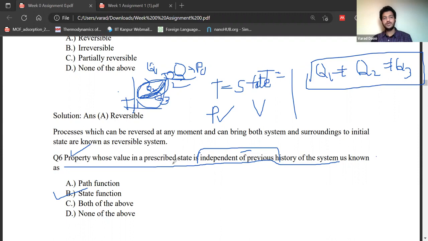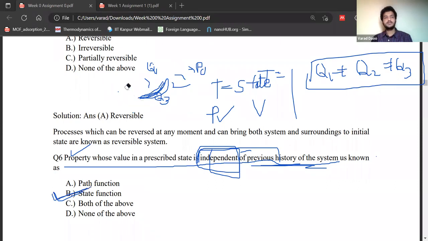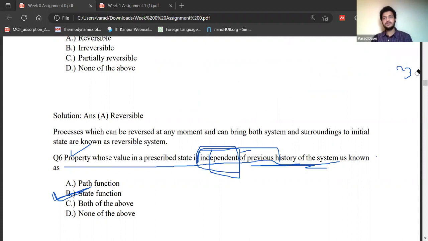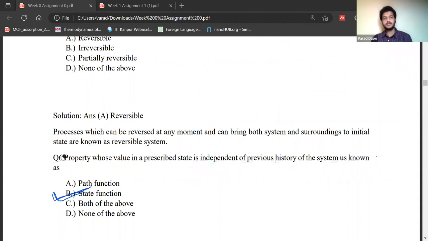So a property whose value in a prescribed state is independent, and this word is very important, independent of the previous history of the system, is a state function. So the correct answer would be B, state function. Right? So does anybody have any questions? I will wait for one minute. If nobody asks, then we will go to the next question.